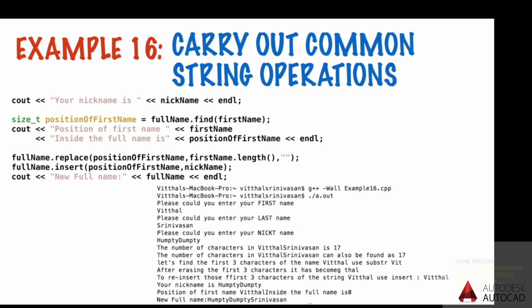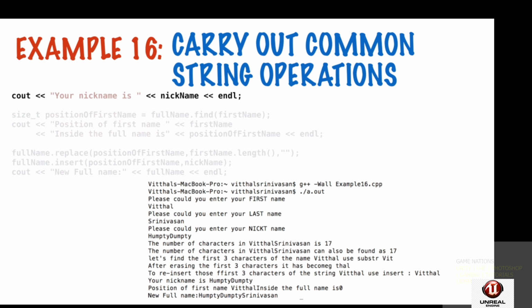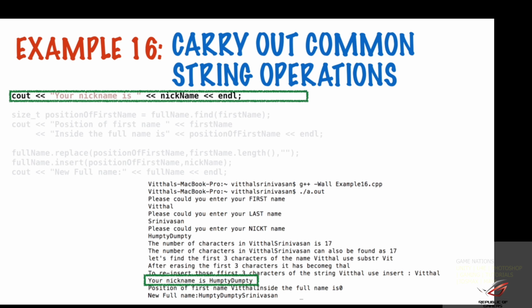It all begins by prompting the user for the nickname. Here, I was prompted for my nickname and I typed it in as Humpty Dumpty. Now, I'm not going to actually reveal whether this is my real nickname or not, but for the purposes of this example, let's assume that it is. I typed in Humpty Dumpty in response to the question on screen, and then the program displayed this back using the cout operator. So far, nothing very profound going on.